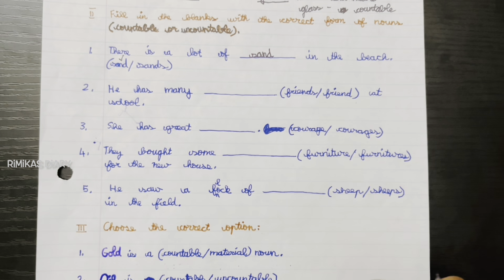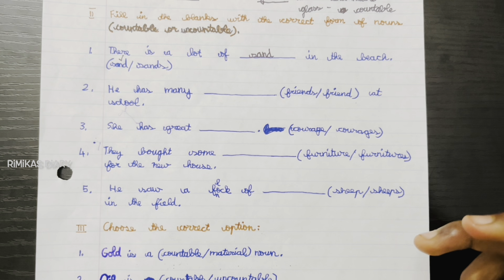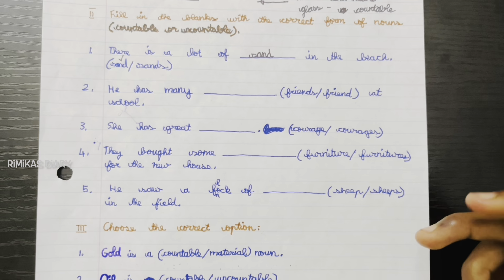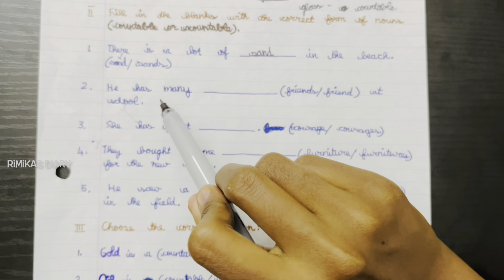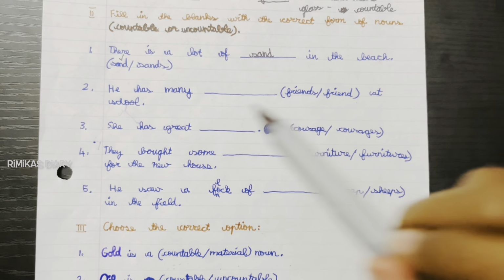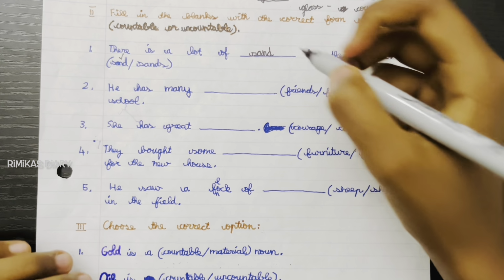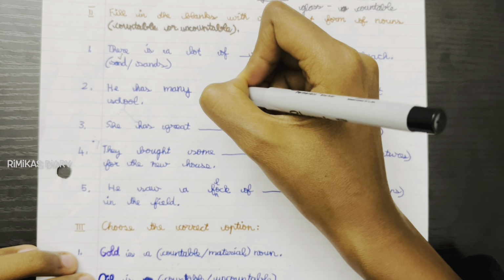Second question. He has many dash at school. He has many friends at school. So friends is countable, plus you could see the word many. Many means a lot, so it must be plural. So I'm choosing friends. He has many friends at school.